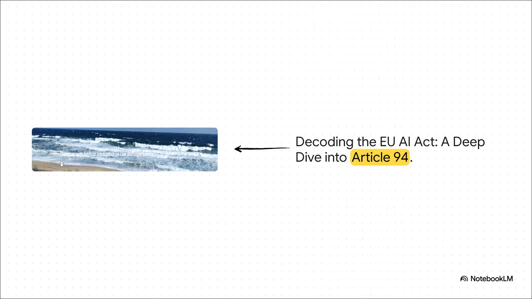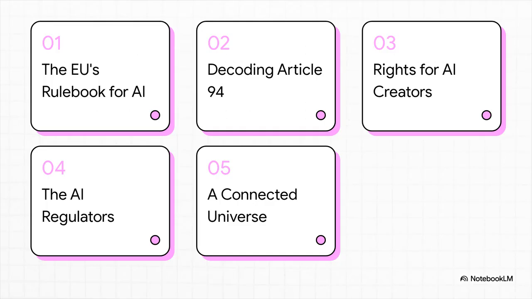This analysis was carried out under the scientific supervision of Professor Vihar Kiskinov, so you can be confident we're in very good hands. So here's our roadmap. First, we'll get the big picture of the AI Act. Then, we'll zoom right in on Article 94. From there, we'll unpack the rights it gives to AI creators, take a look at who the regulators are, and finally, see how this all fits into the EU's much bigger digital universe. Let's get right into it.